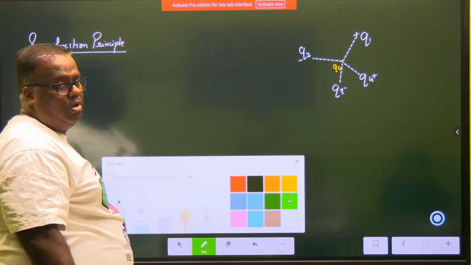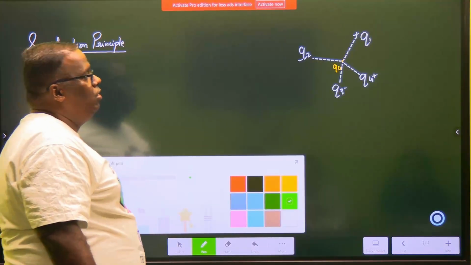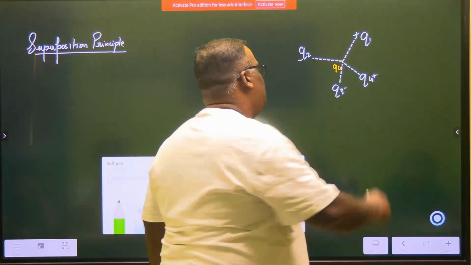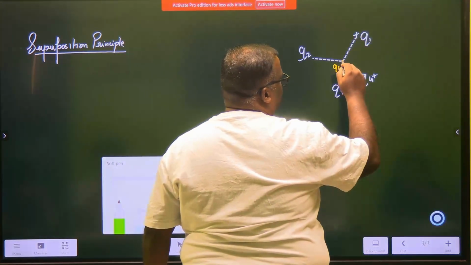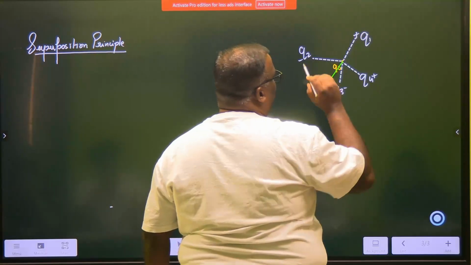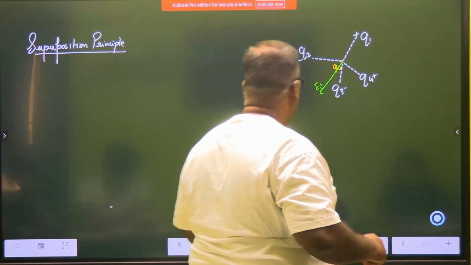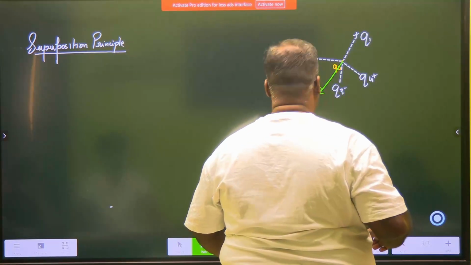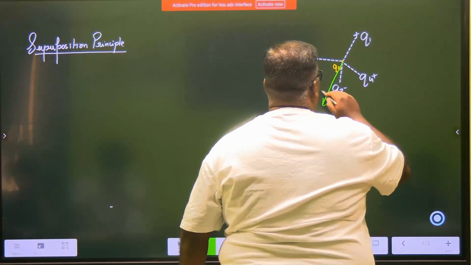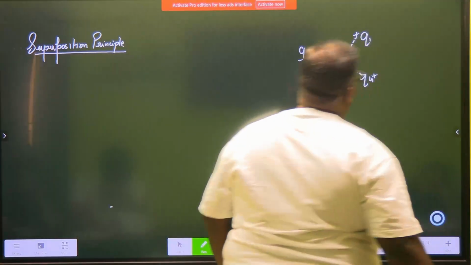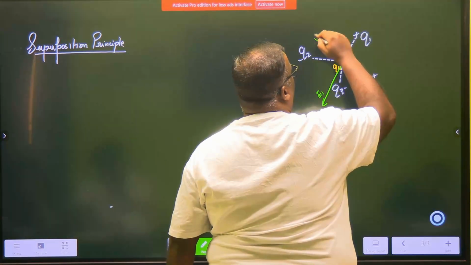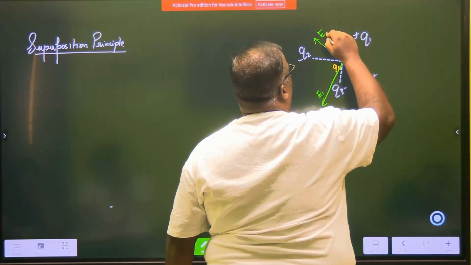What is the nature of Q1? Positive. Therefore, due to Q1, the force will be repelling on this side. So obviously I would have the electric field also on this side. I'm calling this electric field E1, which is due to the point charge Q1. This is E1. Understood? Then I've got a Q4, which is also a positive charge. So I'll have an electric field E4 in this direction.